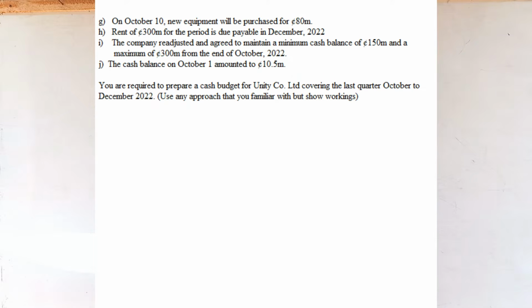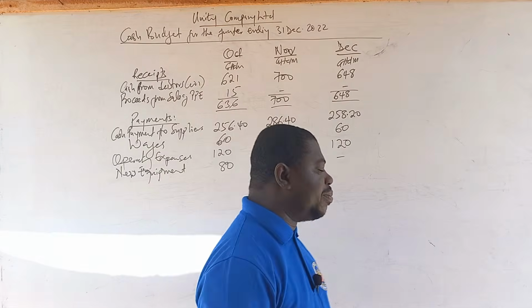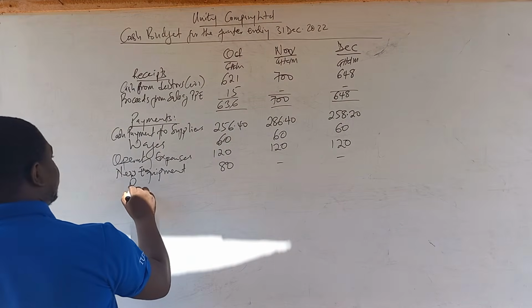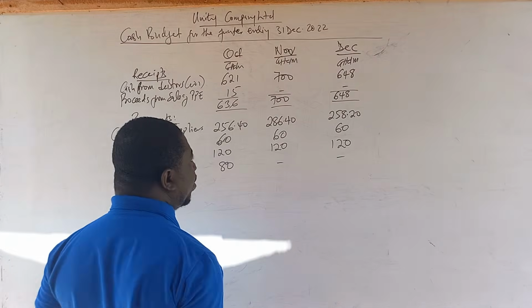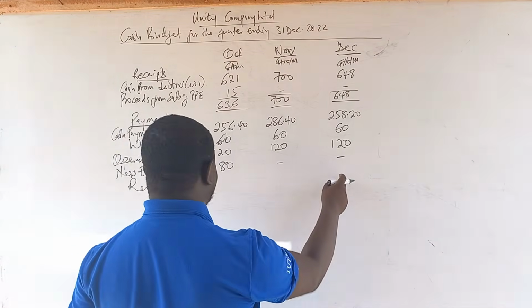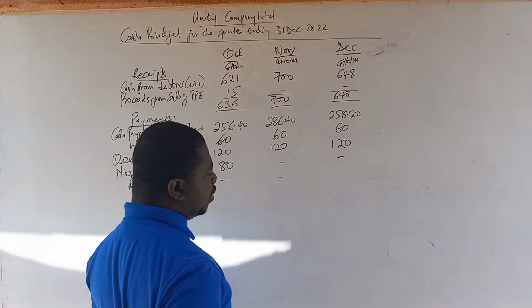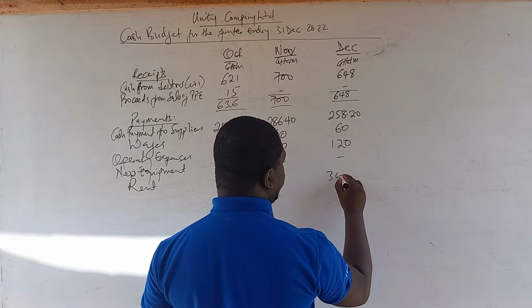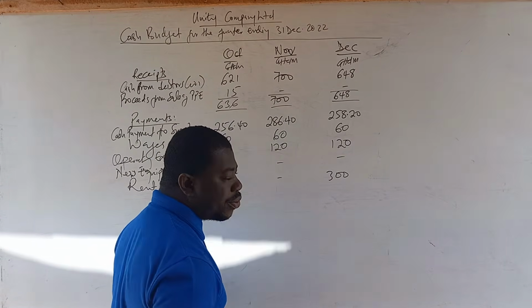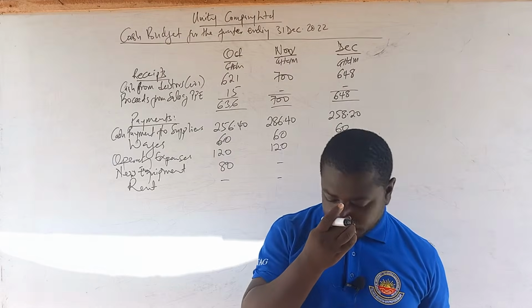Let us move on. Then let's look at the next one. H. Rent of 300 million for the period is due payable in December 2022. So this is also rent payment. Rent. But it is not going to be paid every month. It's for the period, but it will be paid in December. So in the first 2 months, there will be nothing. In December, we show 300 million as rent. As easy as ABC.